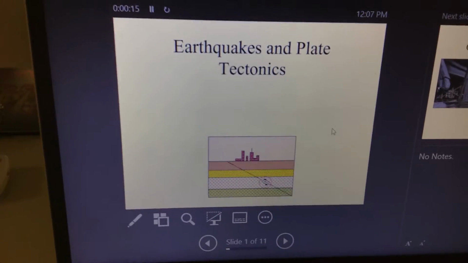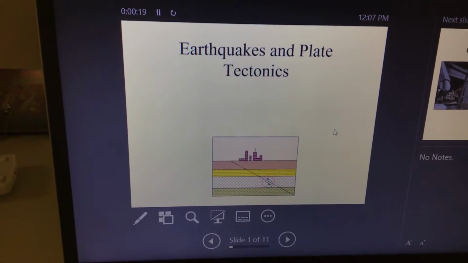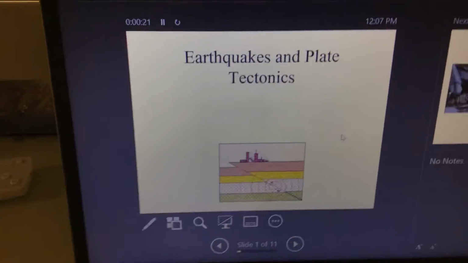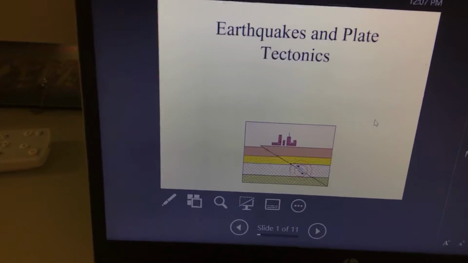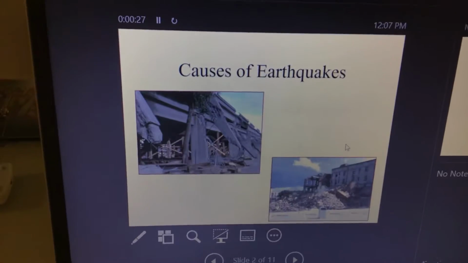Today's heading is earthquakes and plate tectonics. So, causes of earthquakes. What causes an earthquake?